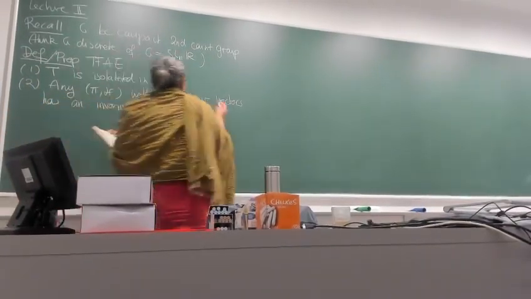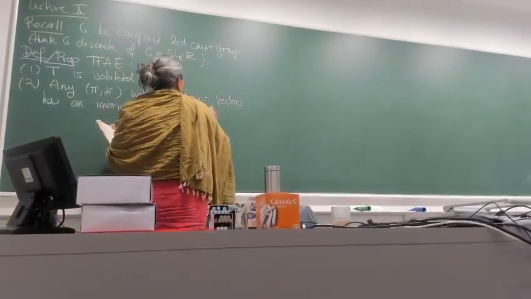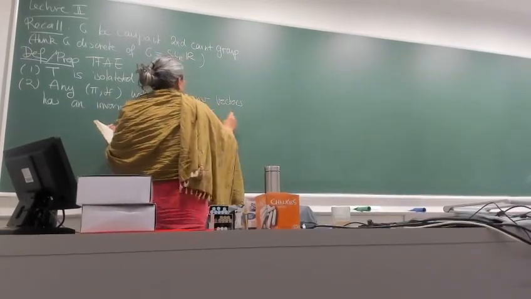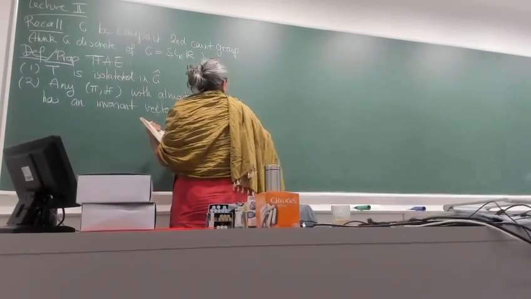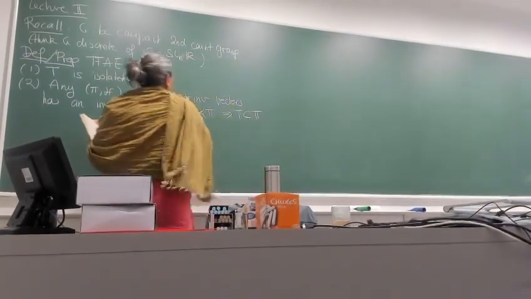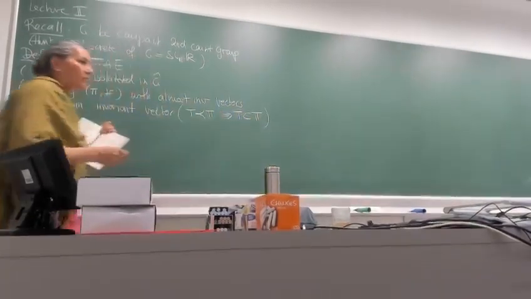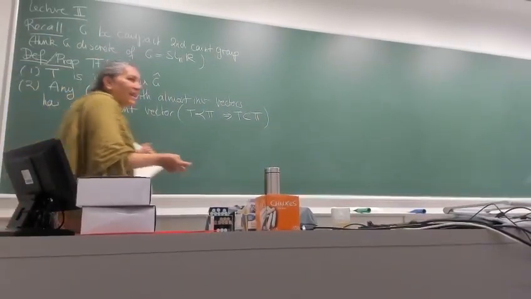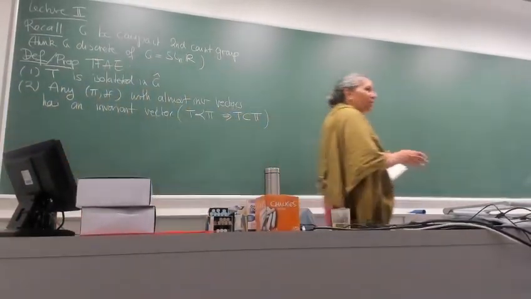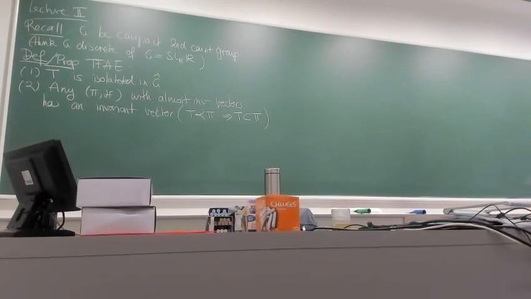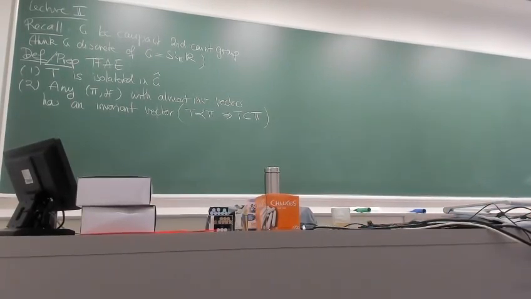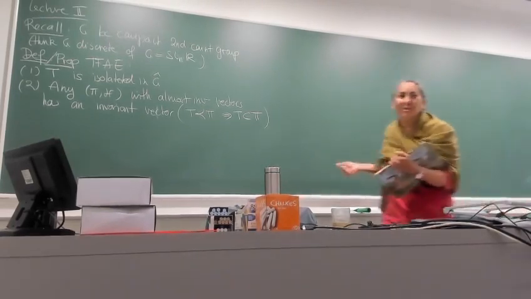And sometimes we write that as T weakly contained in π implies T contained in π. So weakly contained means that π can approximate what T does, and then if you can approximate what T does, you actually can do what T does.